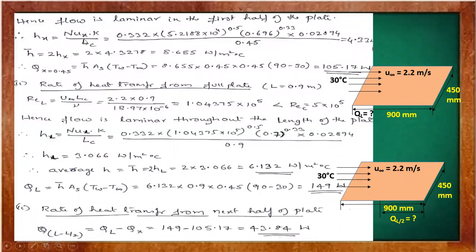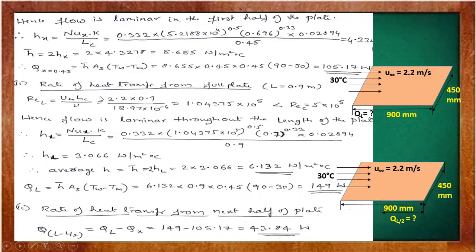Find the hx value, Nu x into K by the characteristic length. Once you get hx, it is the same procedure: get the average h value, where x is equal to 0.45. For the area, please make sure the surface area is only half of the plate, because only in the first half are we finding the heat transfer rate. So h bar into surface area, which is 0.45 into 0.45, the width remains the same, and get the value of Q.